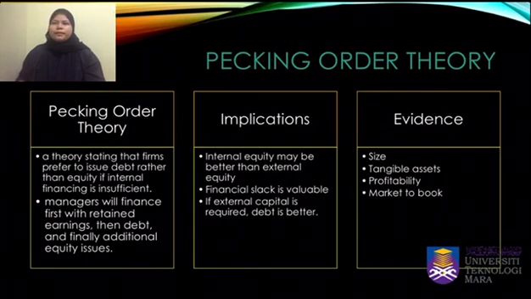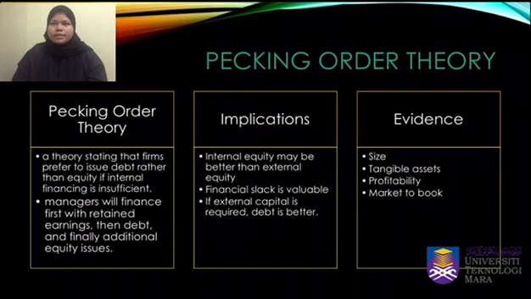Next, I will explain about the pecking order theory. The pecking order theory states that firms prefer to issue debt rather than equity if internal financing is insufficient. So managers will finance first with retained earnings, then debt, and finally additional equity issues. There are some implications of it. For example, internal equity may be better than external equity. Next, financial slack is valuable, and if external capital is required, debt is better for the company.